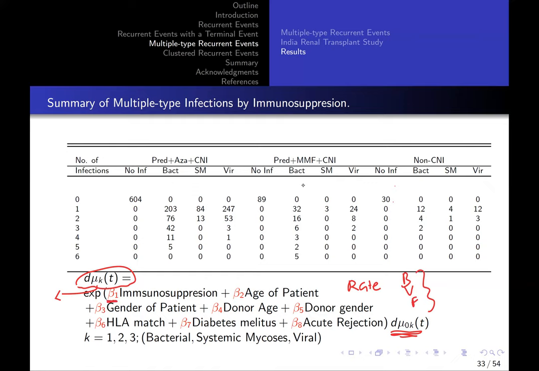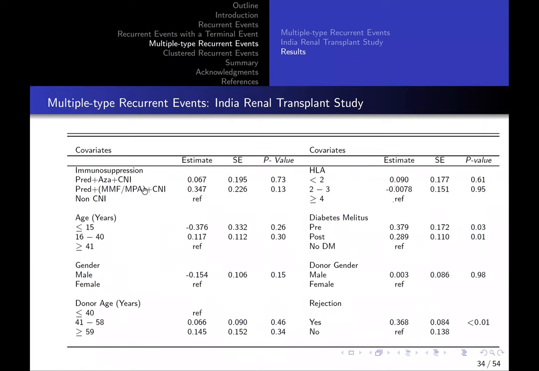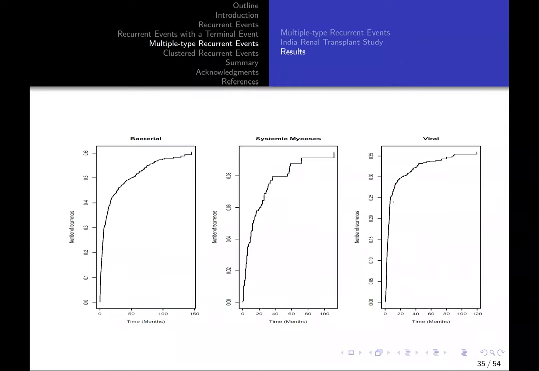So we assumed that the immunosuppression has the same effect on each infection type, but you can further expand this. You can have type-specific immunosuppression coefficients as well. The model we fit assumes that the rates are pretty much the same, okay? So here is an example, and this gives you, for a control group, how each one behaves.